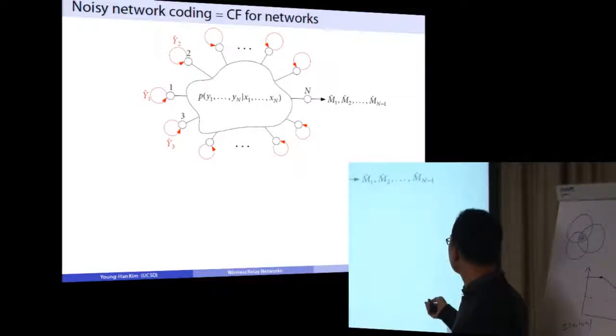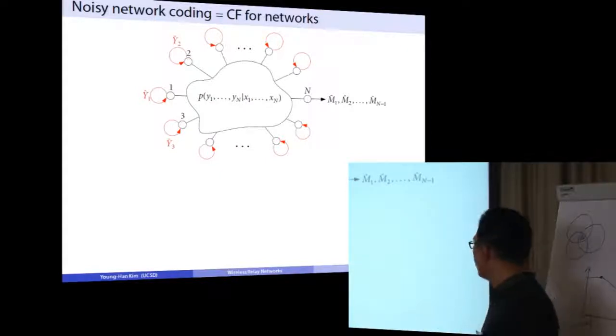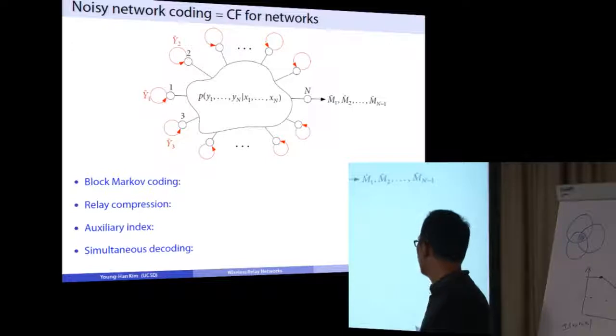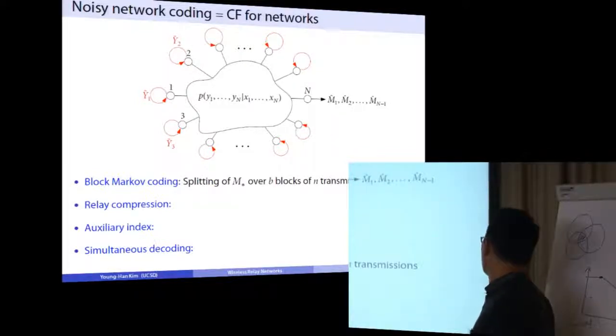And the final destination node would like to recover all the messages as well as the quantization indices from every relay. And this coding scheme turns out to perform relatively well. Okay, so the basic ideas are mostly what you have seen before. We are going to use block Markov coding. Okay, so we are going to split the messages over B blocks of n transmissions, just as in the regular relay.